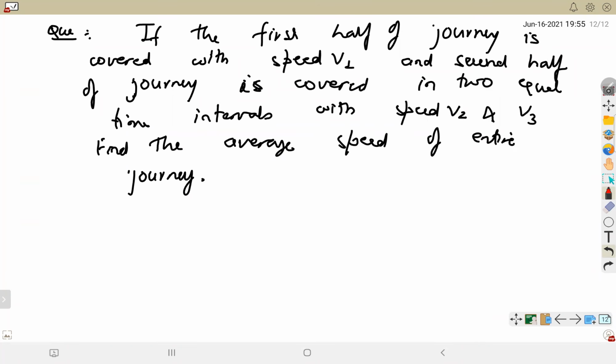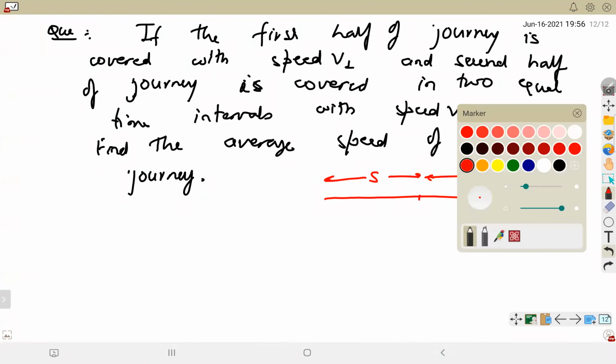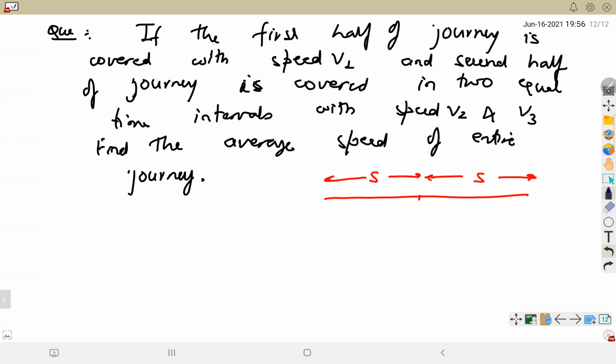So we have the whole path. Let's say it is 2s length. s distance is the first half and the next s distance is the second half. The first s distance is covered with speed v1, and the time taken is suppose t1. The second half distance is covered in two equal time intervals, let's say t2 and t2, and the speeds are v2 and v3.